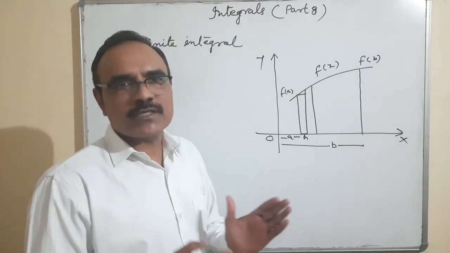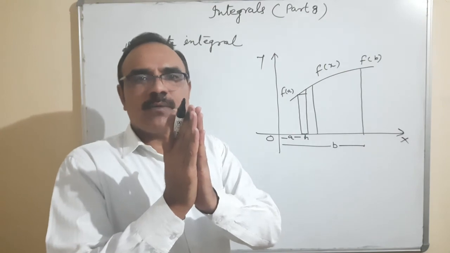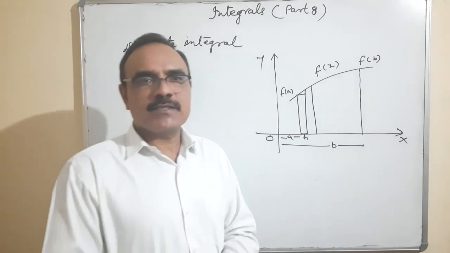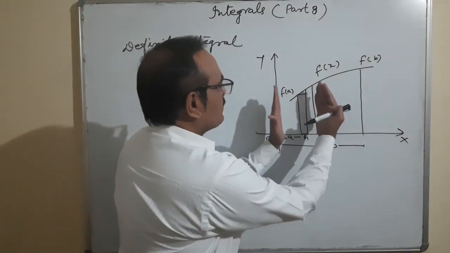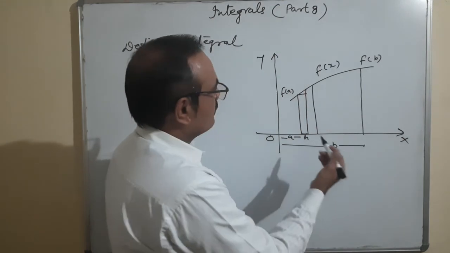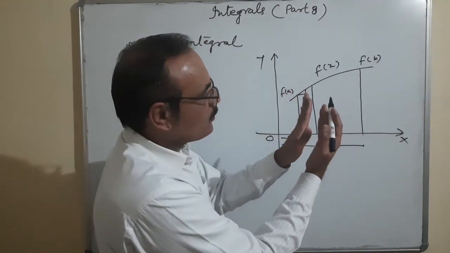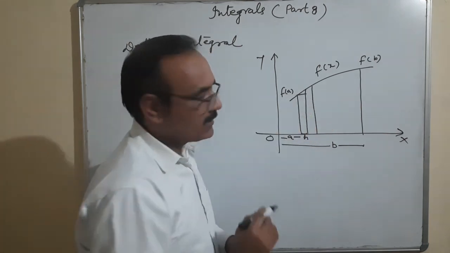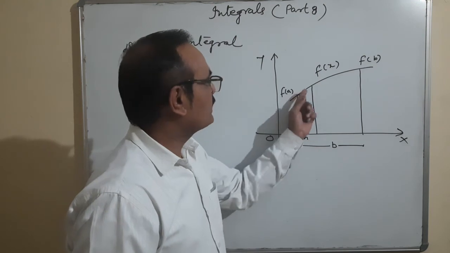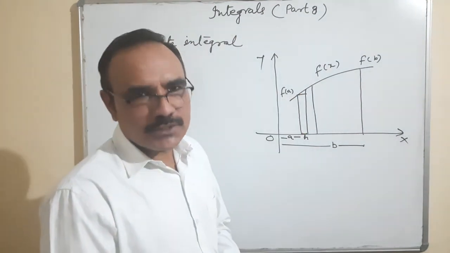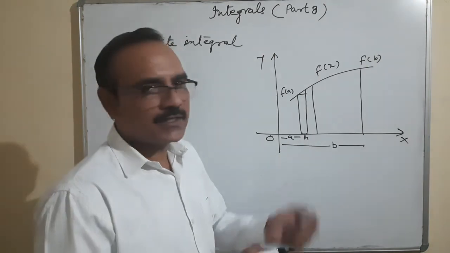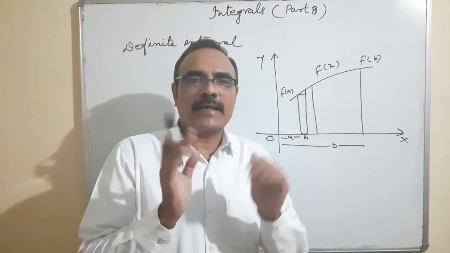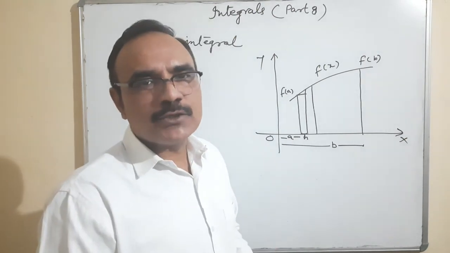When h tends to 0, what does it mean? The width is just about 0. Then it will become a rectangle, and the area of a rectangle is equal to length into breadth. How does it become a rectangle? When we make h very close to 0, these two lines come closer to each other. That means this area is reducing. So when h tends to 0, this area also tends to 0. And you can imagine it becomes a rectangle, and the area of a rectangle is length into breadth.